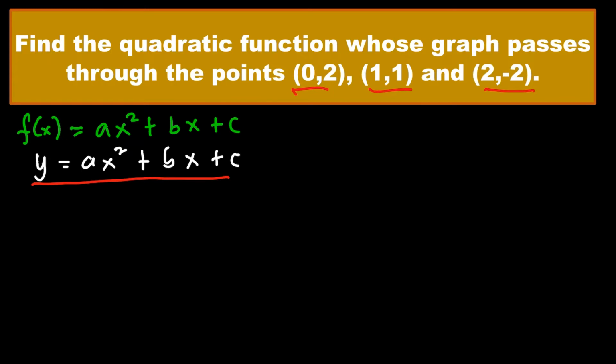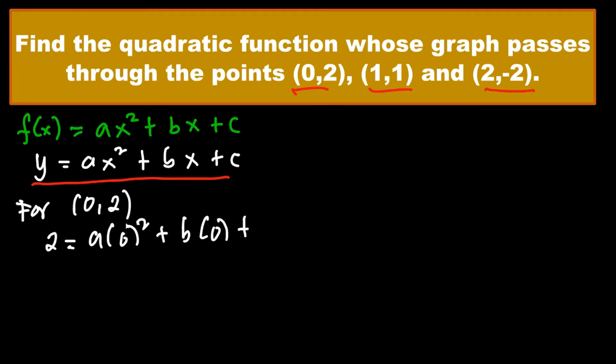Let's start with (0, 2). What will be the resulting equation? Our x here is 0 and our y here is 2. So we have 2 = a times 0 squared plus b times 0 plus c. If you notice, this will be equal to 0 and this will be equal to 0 also. So 2 = c, or our c is equal to 2.